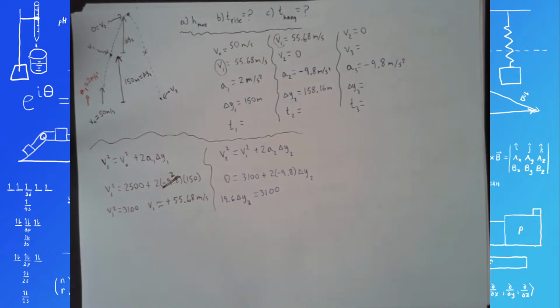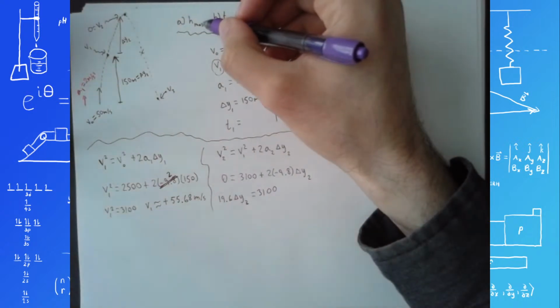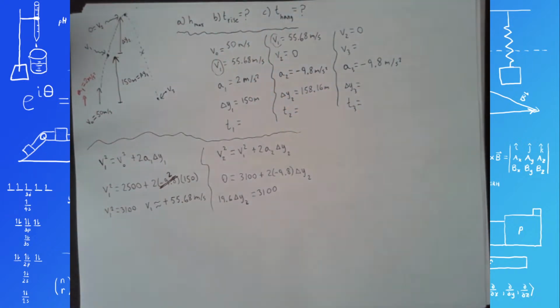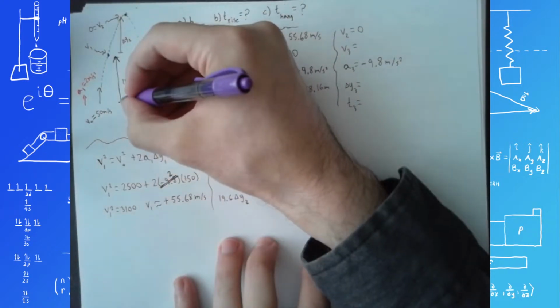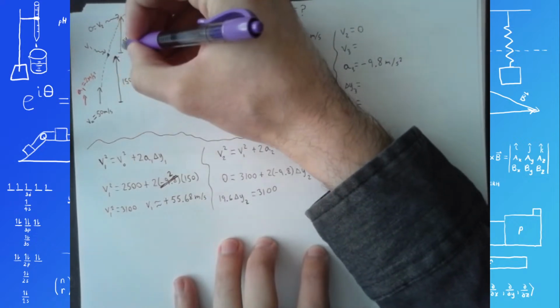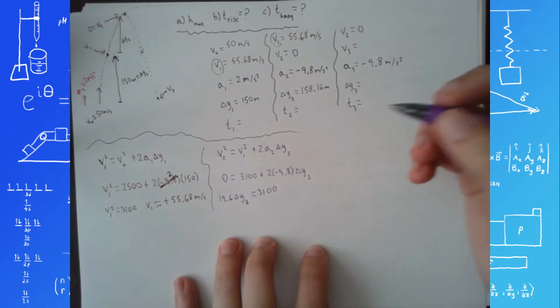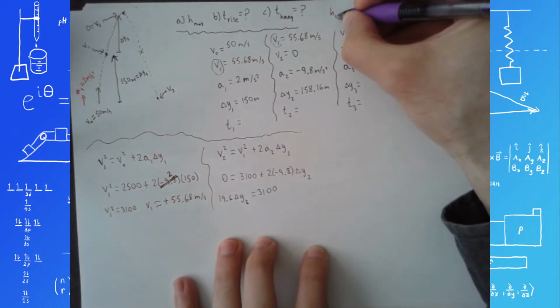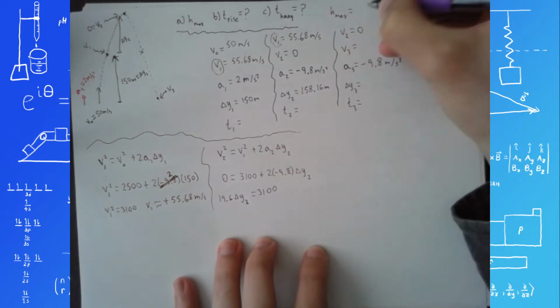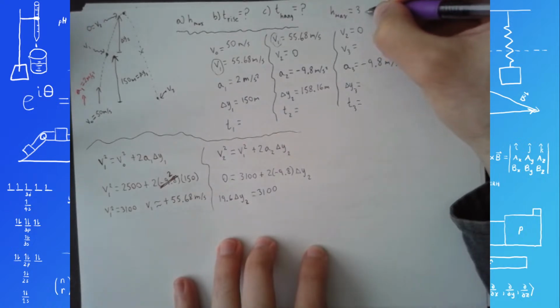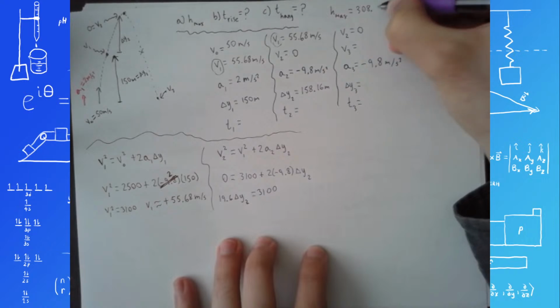Okay, that takes care of... No, wait, it doesn't. We're trying to calculate the maximum height. Delta y2 is just a step towards that. So maximum height is going to be from the ground all the way to here, so that's going to be delta y1 plus delta y2. 150 plus 158.16. The maximum height, I will write it up here, is equal to 308.16 meters.